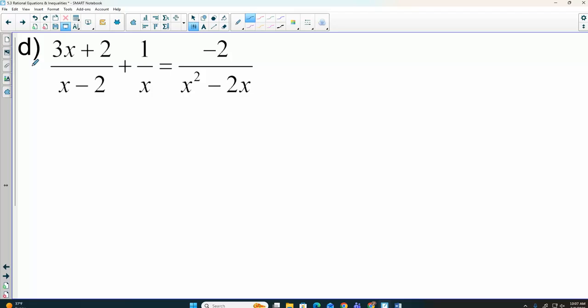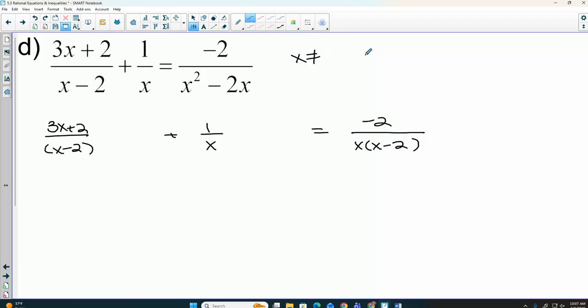Now, in general, we don't want the problem to be any harder than it has to be. So I would suggest factoring denominators when you can. Okay, x minus 2 I can't do anything with. 1 over x I can't do anything with. But over here, x squared minus 2x, what can you do? Can you tell me right now what can't be my answer? Positive 2 and 0.